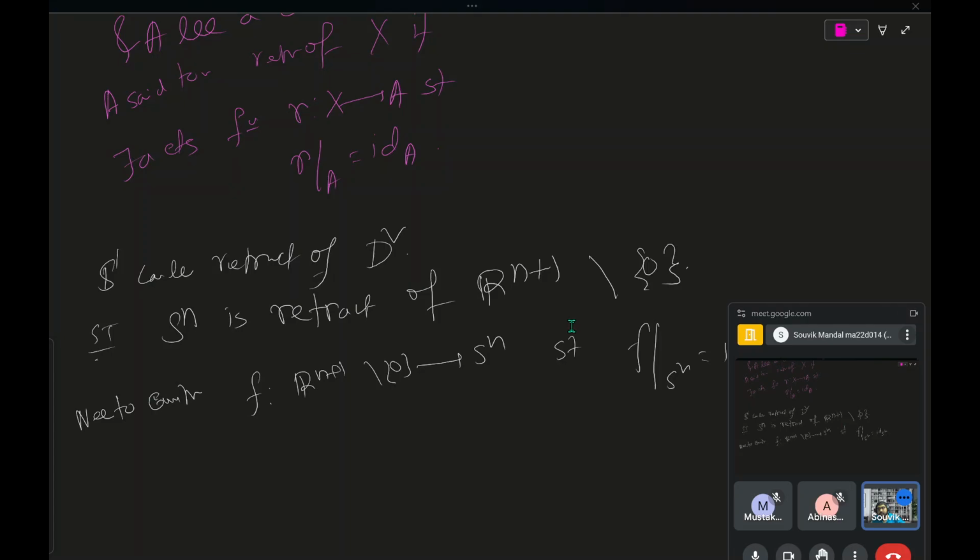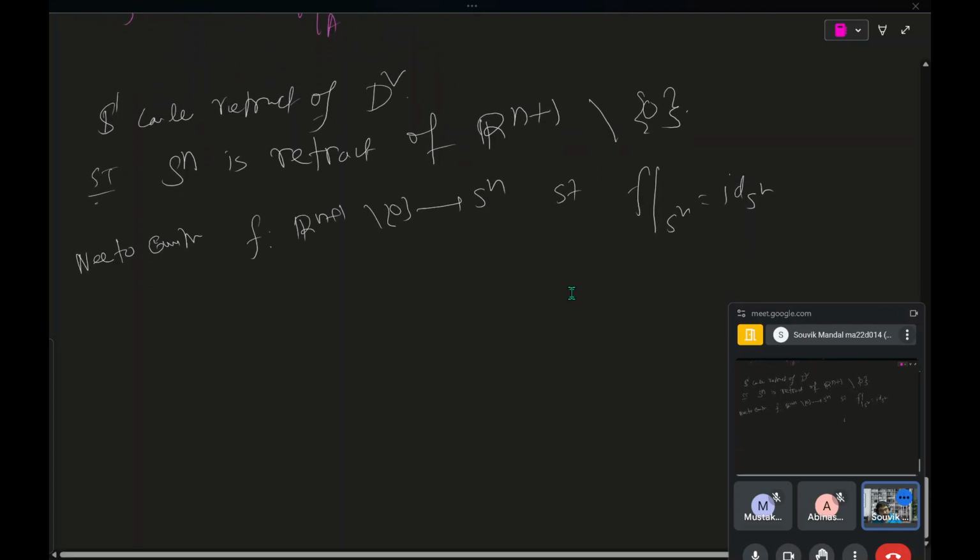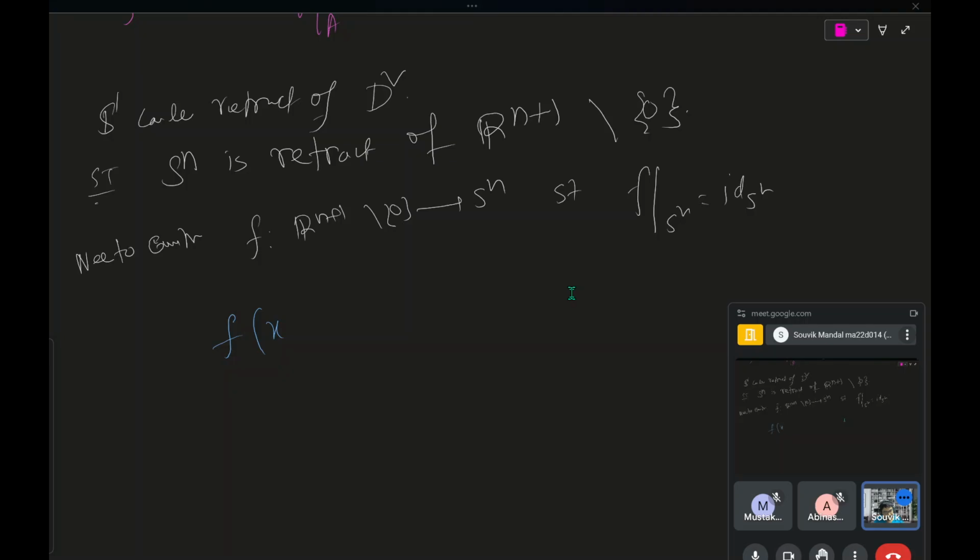There might be many different ways, but one possible way is to define f of x to be x divided by the norm of x. Clearly, the restriction to S^n is equal to the identity. So this is one possible way to construct this kind of map.